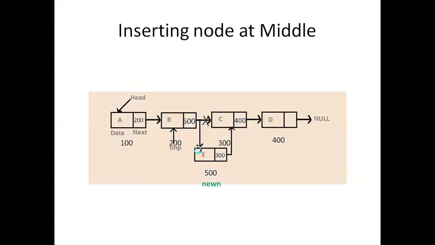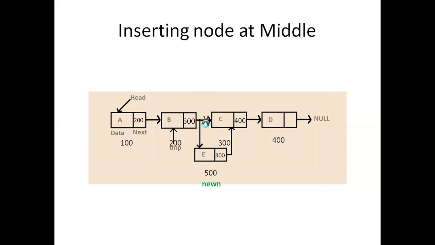So if you want to insert our new node after B, you want to travel until B. There, if you observe this diagram, 200 next should be 500, because our new node is 500. 500 data is E. 500 next is null initially.